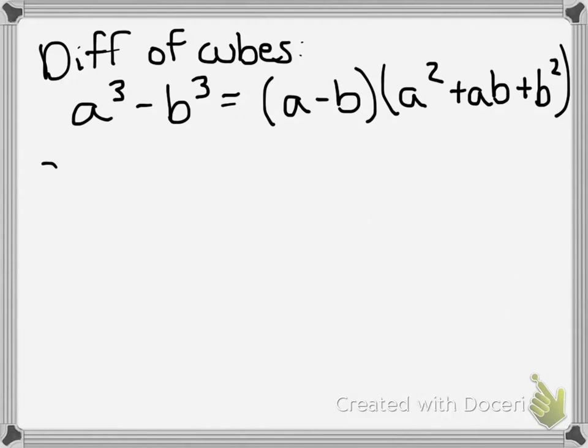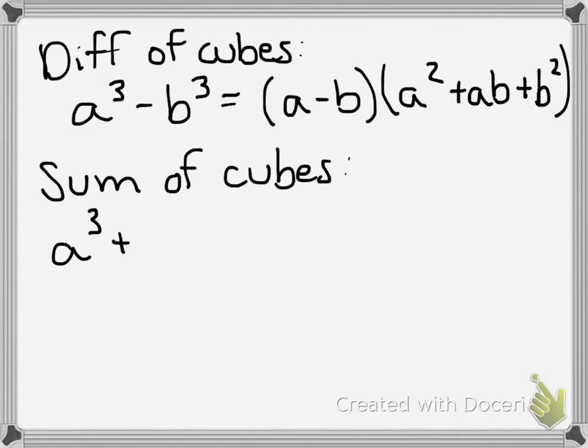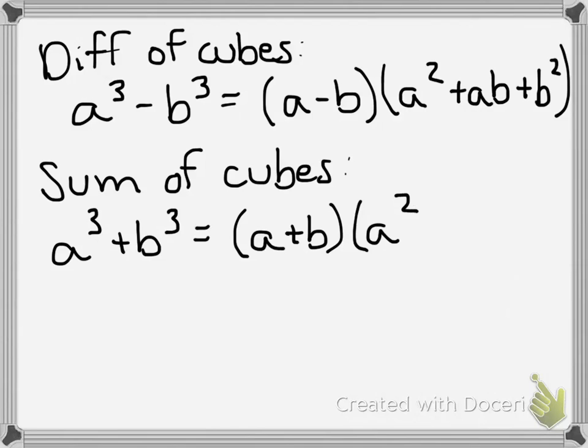Okay? If it is a sum of two perfect cubes, so a cubed plus b cubed, that will always factor to a plus b times a squared minus a times b plus b squared. Okay, so definitely start to commit those two to memory. You're going to use them a lot in the upcoming unit.